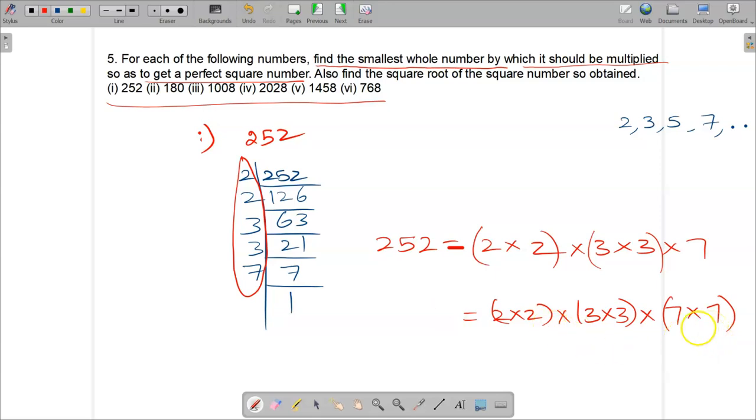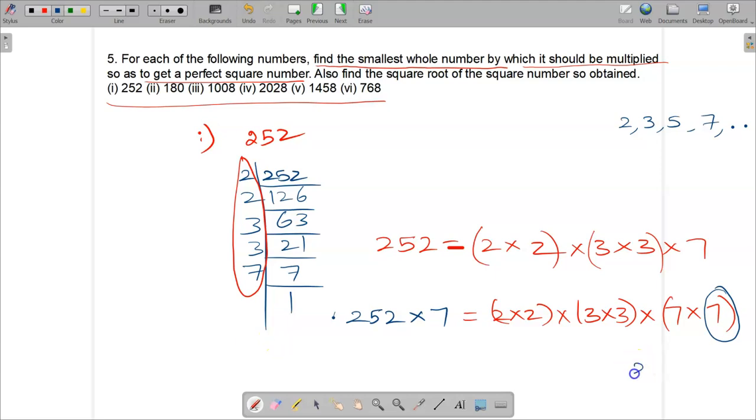Since we have additionally multiplied by 7 on the right hand side, on the left hand side also we have to multiply by 7, okay. So 252 is multiplied by 7, so that it will become a perfect square, okay.